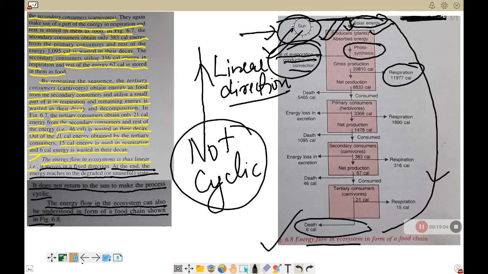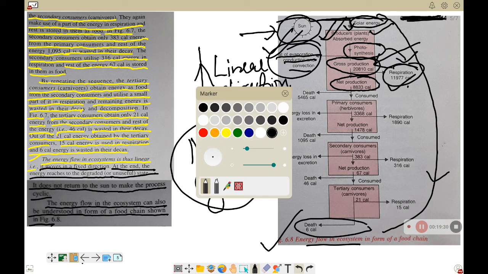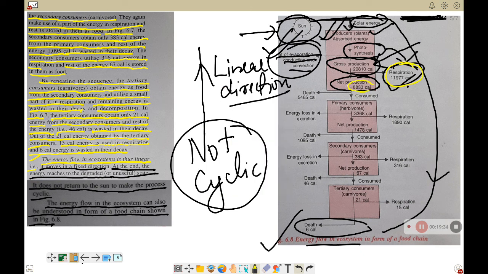Now some part is used by the plants for respiration. Of the gross production of 20,810, 11,977 calories is used up by the plants for respiration. So the net production is 8,833. You can imagine this was the energy received by the plant, but out of this much is used up by the plants for respiration. So this is now reaching the primary consumer. Understand? Yes. Out of this also, some is lost due to the death and decay of the plants. So this 3,368 energy is received by the primary consumers.